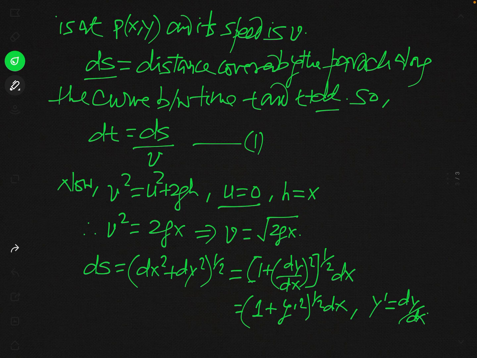Now let us substitute these two values, that is the value of v which is root over 2gx and the value of ds which is this much, in this equation 1. So after substituting these two values in equation 1, you will get the time dt which the particle takes in covering this distance ds along the curve.